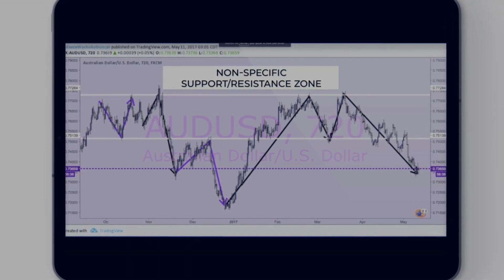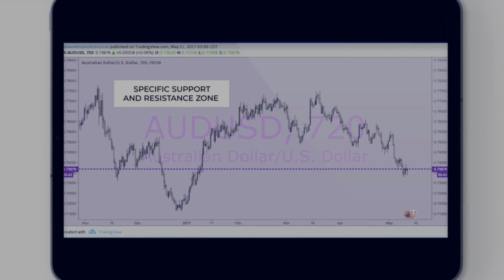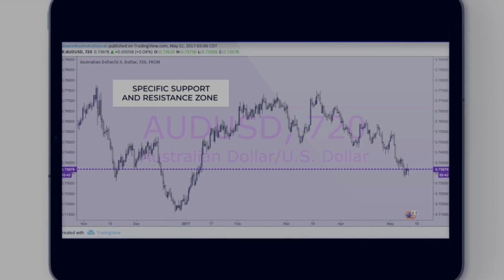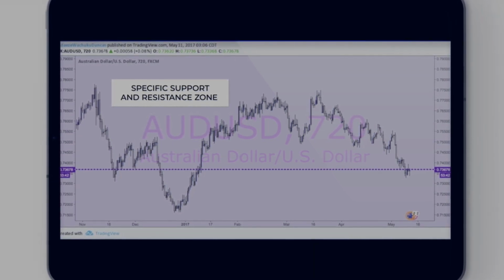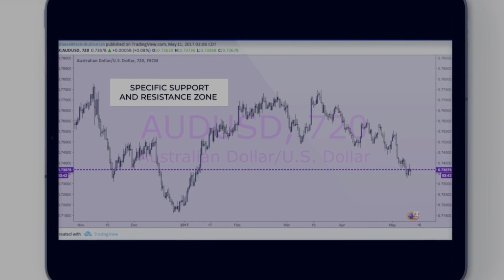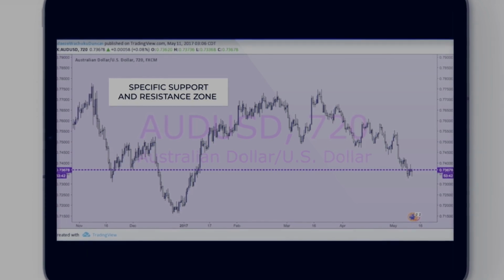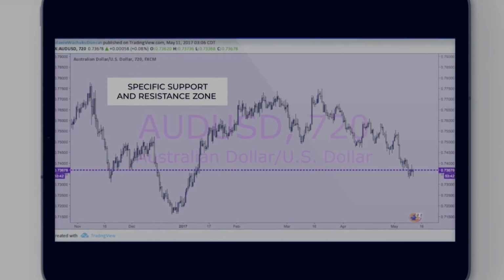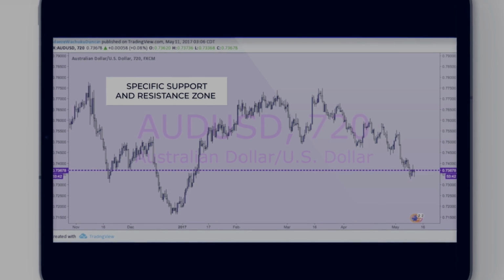Now, this is a chart without a support and resistance zone. It seems difficult in such circumstances to predict which direction the price will take. This is why drawing support and resistance zones helps understand the chart and analyze the trends.